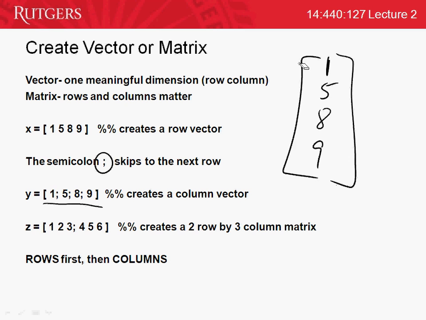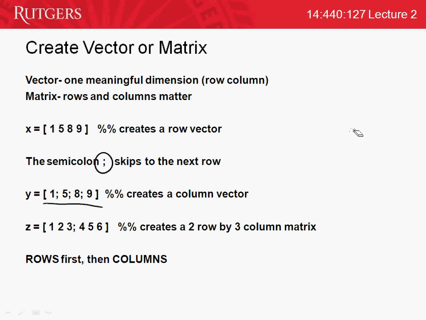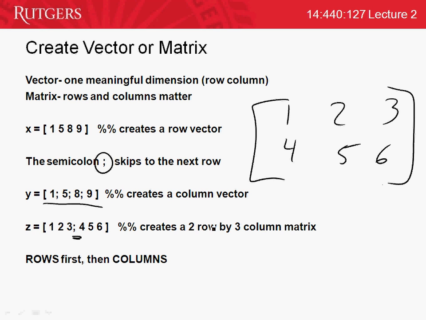So what if we want to make a matrix? And a matrix just has a number of rows and a number of columns. Well, just basically go row by row, and whenever you want to go to the next row, insert a semicolon. So this z equals 1, 2, 3, semicolon 4, 5, 6, is 1, 2, 3, go to the next row, 4, 5, 6. So it's a matrix with 2 rows and 3 columns.